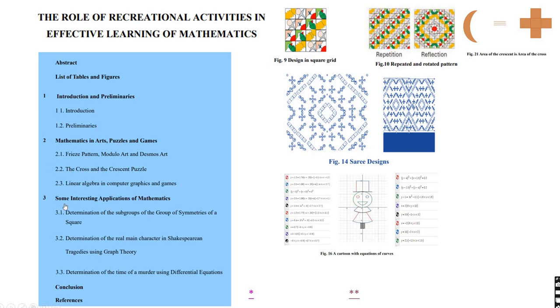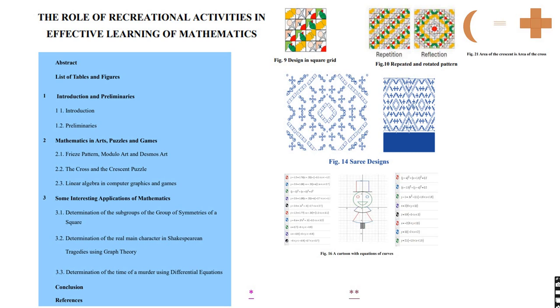And you can also give some interesting applications of mathematics, such as how subgroups can be determined. It is in the particular case of the group of symmetries of a square that is considered in this case. So aesthetically you can have the subgroups when you consider them with the help of a motif. If you do it, only the subgroups will give you an aesthetic design.